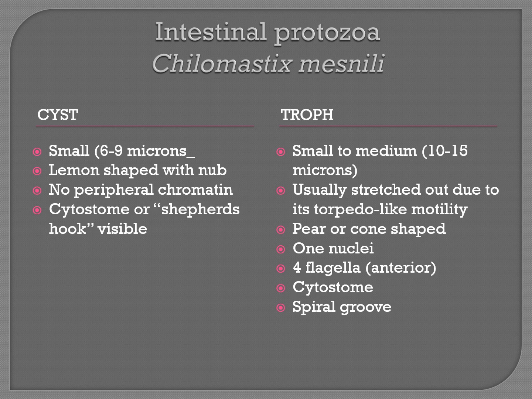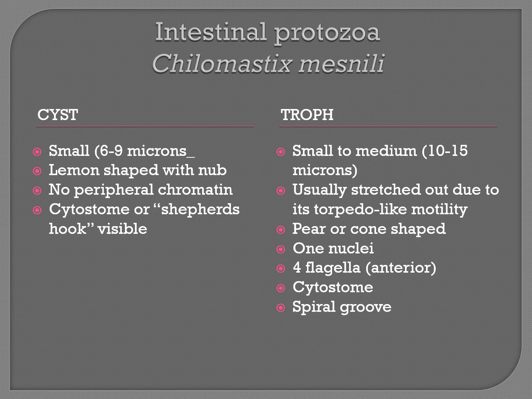Chilomastix mesnili is a small protozoan at about 6 to 9 microns. The cyst is so small that when you view it on 40X, you may not be able to see too much except for the fact that it is lemon shaped. It has a little nub on it, and I'll show you some pictures momentarily. There's no peripheral chromatin in Chilomastix, and the cytosome is basically a rudimentary mouth, which we call the shepherd's hook. I'll show you a picture of that as well.